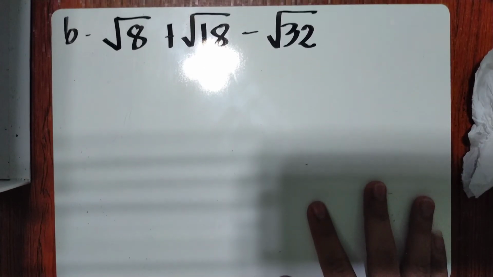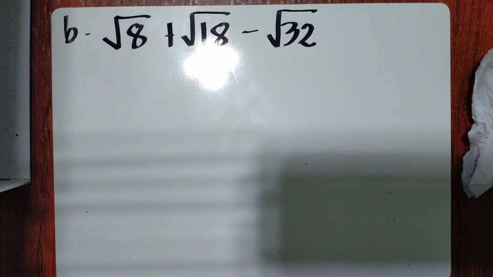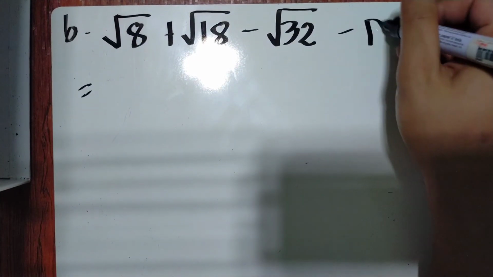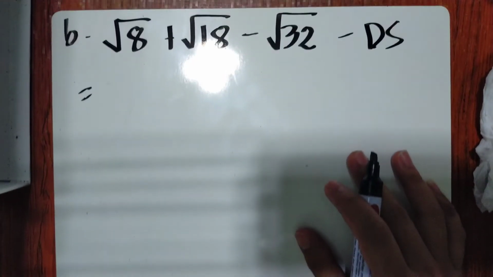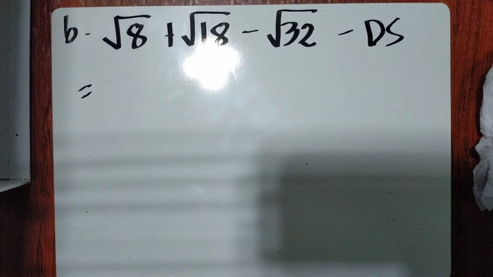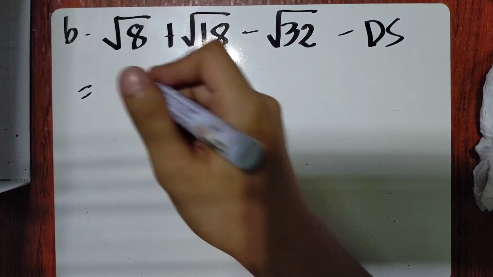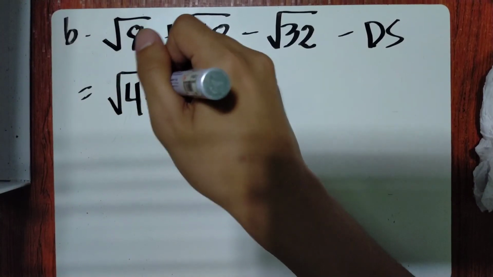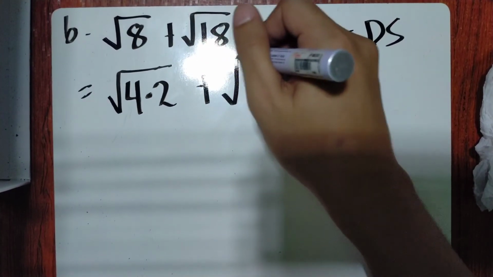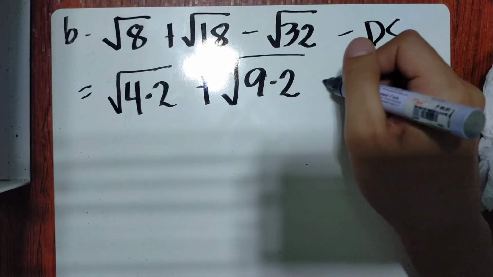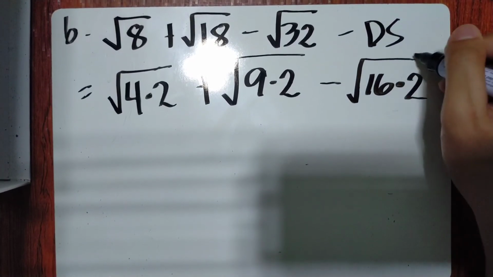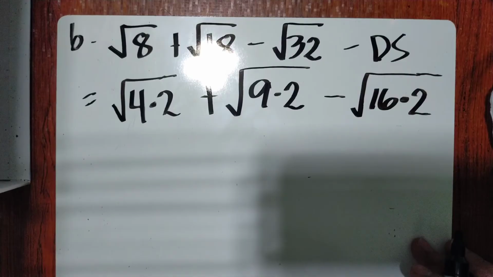Okay, so another example is letter B: square root of 8 plus square root of 18 minus square root of 32. Since they do not have the same radicand, therefore, they are dissimilar. This example is dissimilar radicals. Therefore, let us again find the factors of 8 that give a perfect square when multiplied. That is 4 and 2. Another one, 18, that is 9 and 2. How about 32? That is 16 times 2. So those will be our factors.